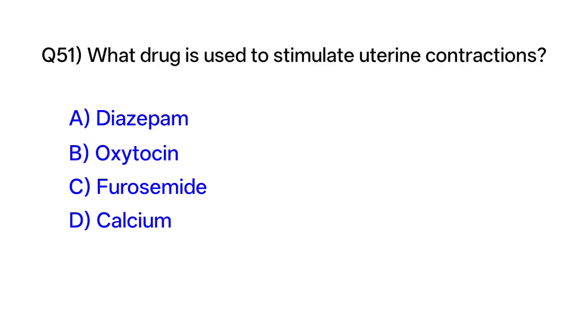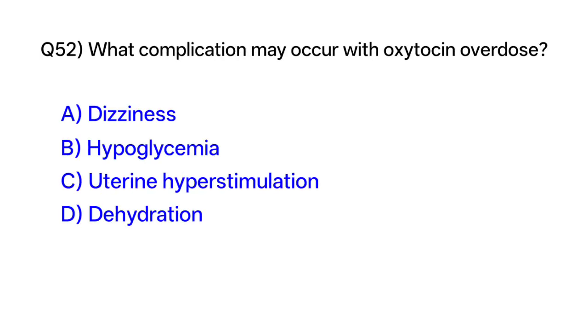Question number 51. What is a drug to stimulate uterine contraction? The correct option is B. Oxytocin. Question number 52. What complication may occur with oxytocin overdose? The correct option is C. Uterine hyperstimulation.